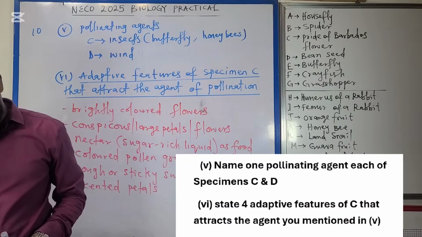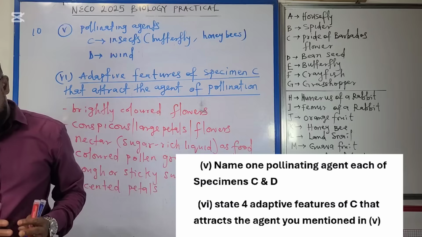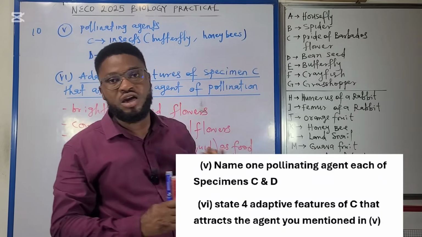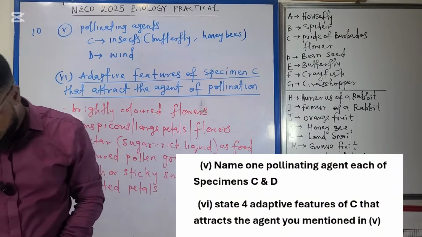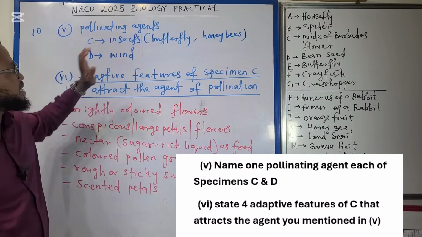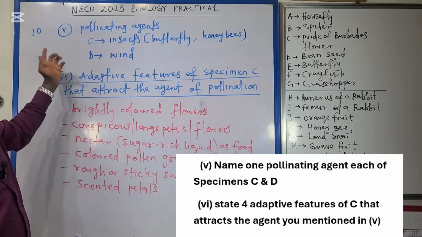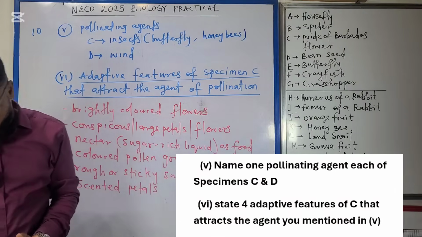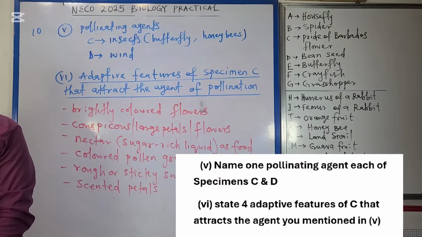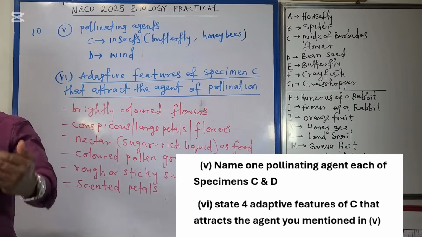Question 10, Roman figure 5. It says, name one pollinating agent each of specimen C and D. That's for specimen C and specimen D. We should name one pollinating agent. Now, for the flower, the pollinating agent is insects such as butterflies and honeybees, and then for the bean seed, the pollinating agent is wind.